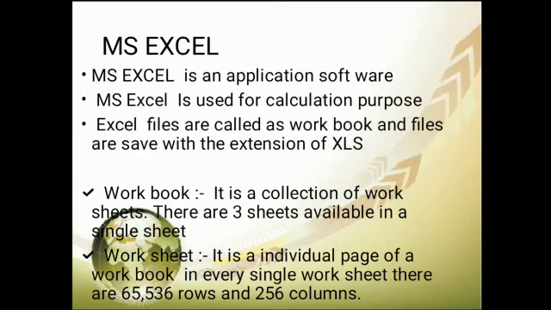Let us know what a workbook is and what a worksheet is. A workbook is a collection of worksheets. There are 3 sheets available in a single workbook. Next, what is a worksheet? A worksheet is an individual page of a workbook. In every worksheet there are 65,536 rows and 256 columns.